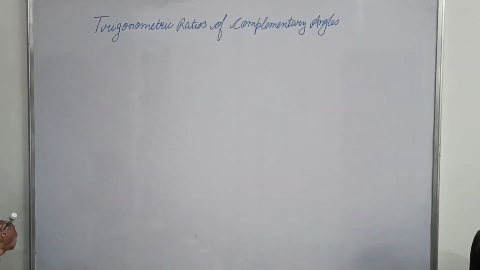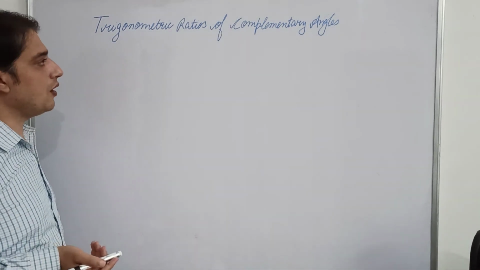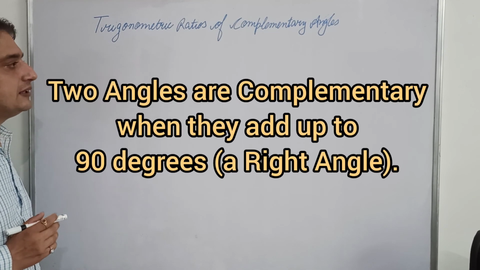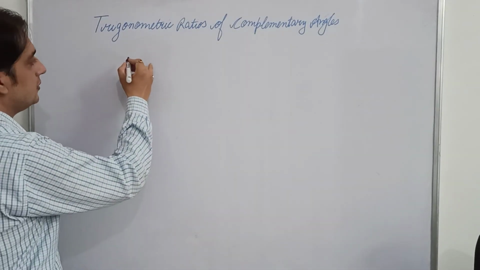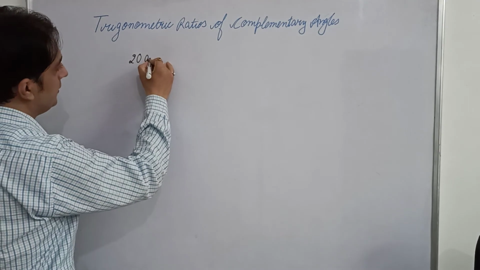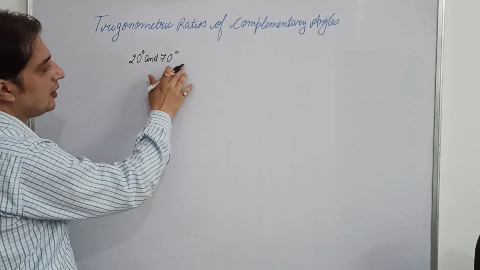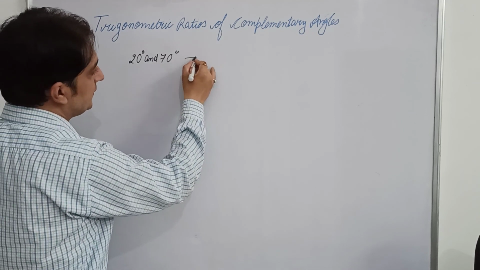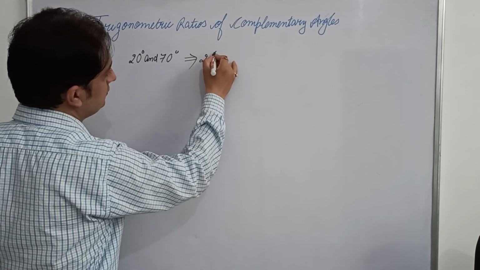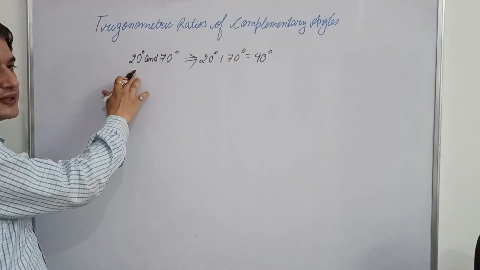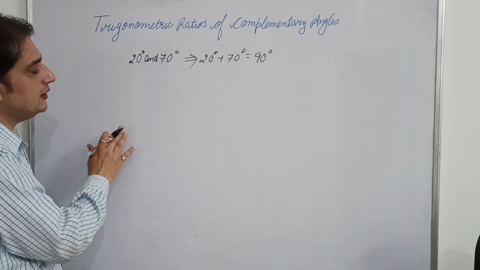So first of all, what are complementary angles? You know the complementary angles. Two angles are called complementary angles if their sum is equal to 90 degree, right? If I write 20 degree and 70 degree, these 20 degree and 70 degree are complementary angles as their sum is equal to 90 degrees. So these two angles, 20 and 70, are complementary angles.